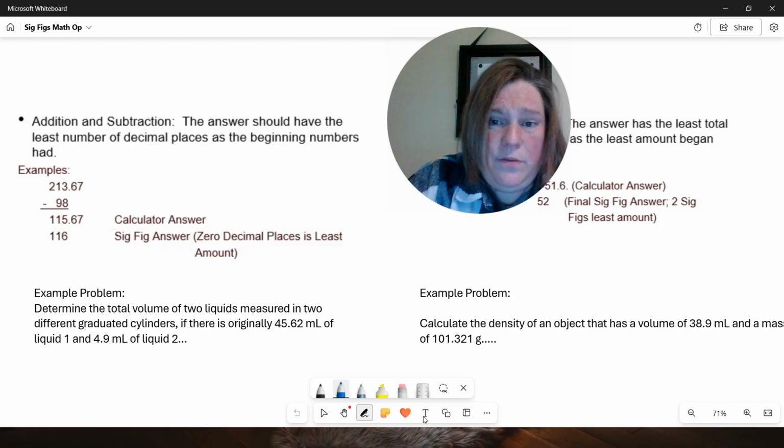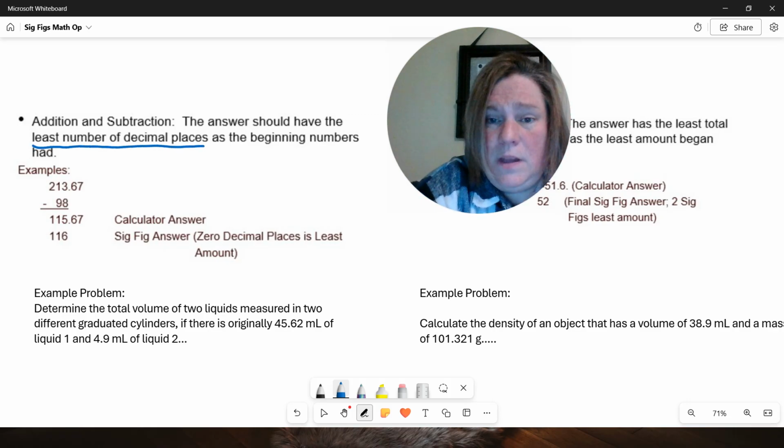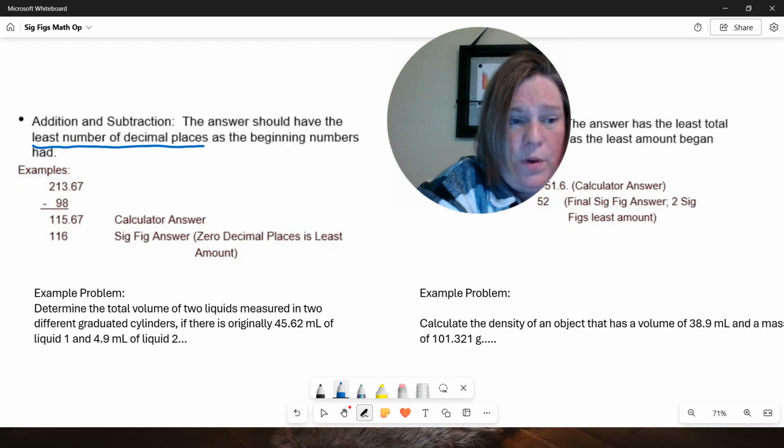Okay, so when we do math with sig figs and rounding, we have 2 rules. One rule for adding and subtracting, and one rule for multiplication and division. So let's look at adding and subtracting first. In adding and subtracting, our answer is only going to have the least number of decimal places as we began with. So looking at the example here, my first number in the problem of subtraction has 2 decimals.